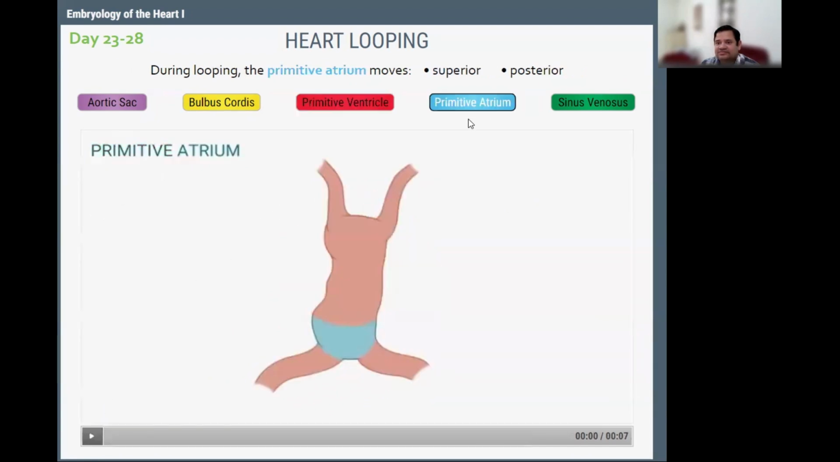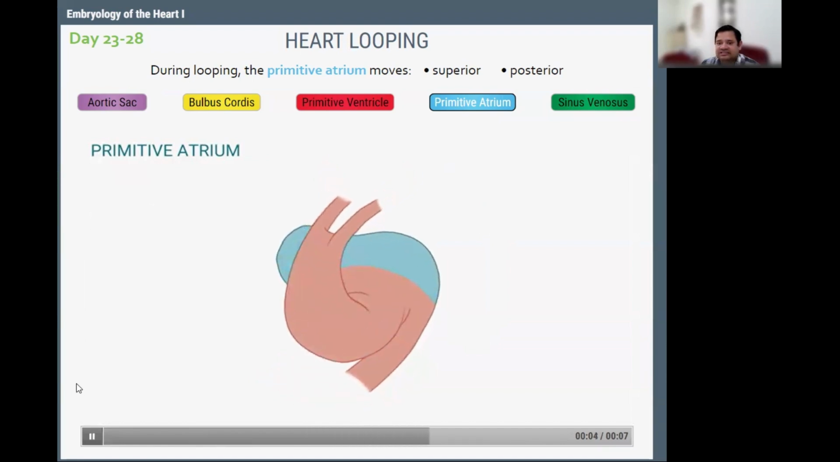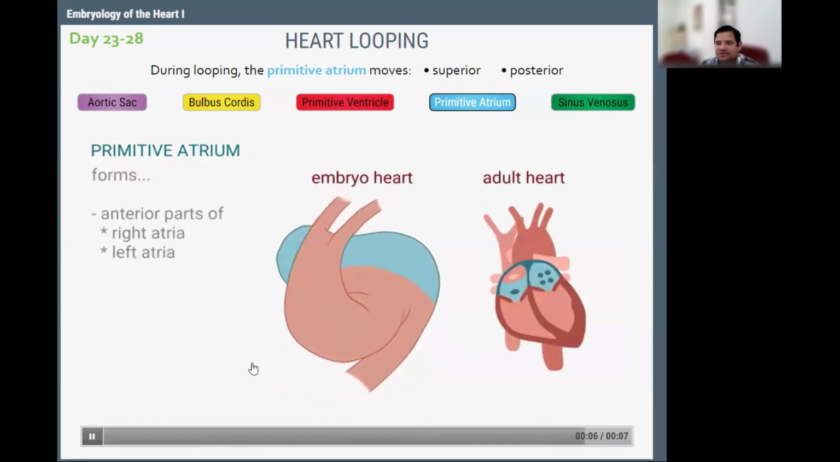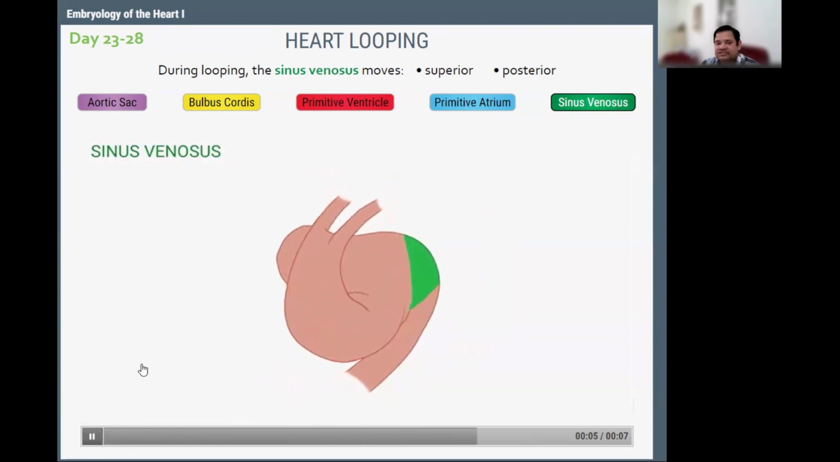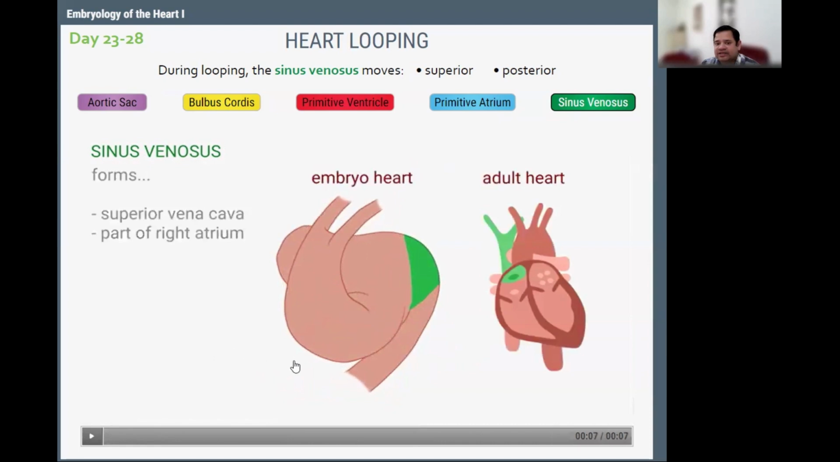Then the primitive atrium moves to the superior and posterior side, as we have already seen, and it is going to form most of the atria. And the last one is the sinus venosus, again superior and posterior, and it will form the superior part, in future the superior vena cava and part of the right atrium. So this was about the looping of the heart.